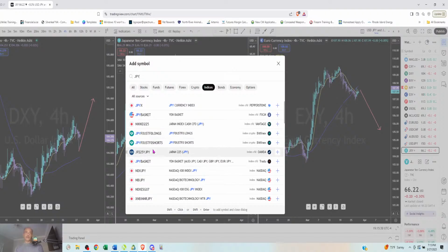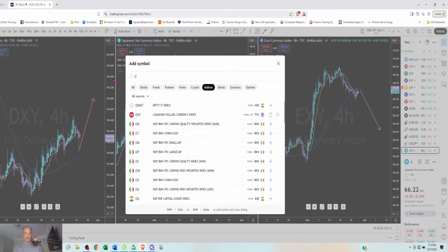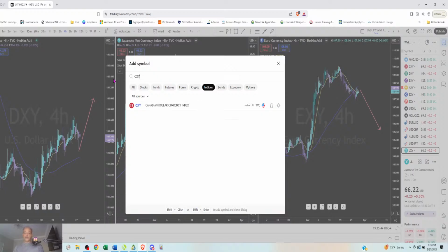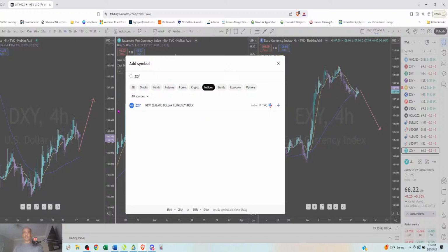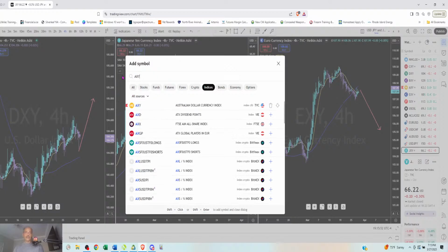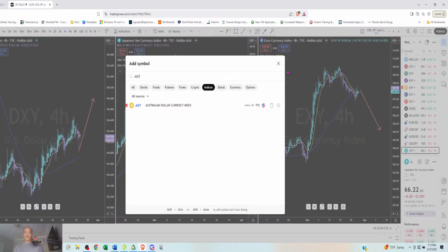The Canadian dollar is CXY. Okay, you kind of get the point. An odd one is the New Zealand dollar. Well, I guess it's for Zealand, is ZXY. The Australian dollar is AXY, etc. Okay, so you get the point.